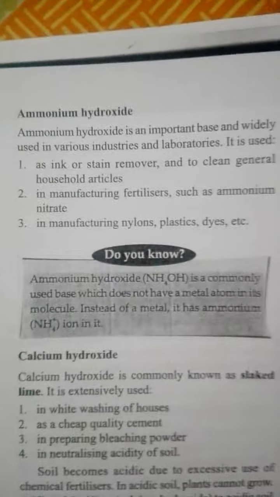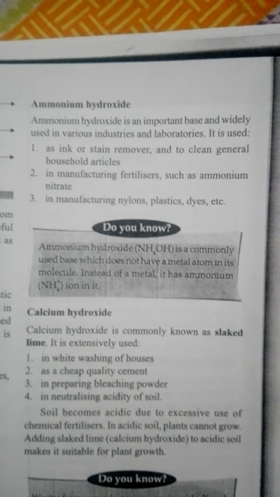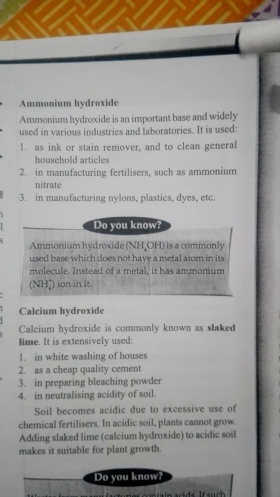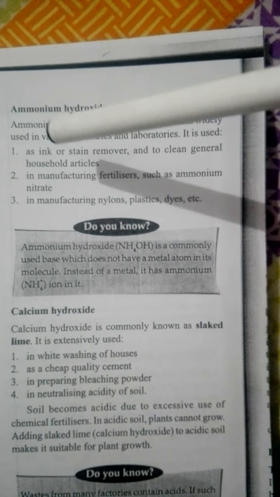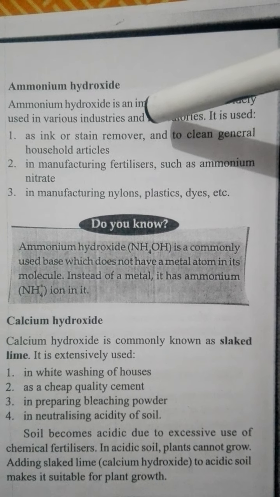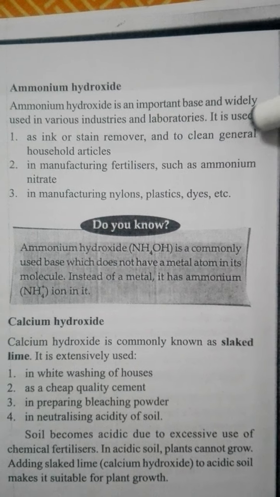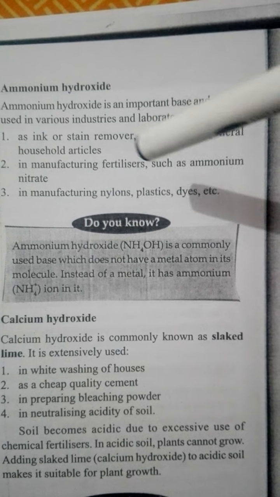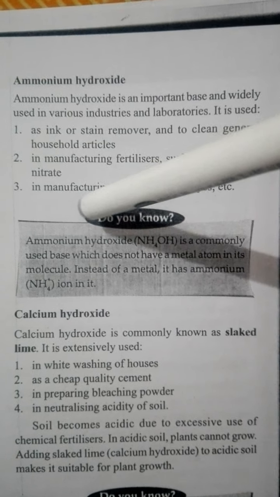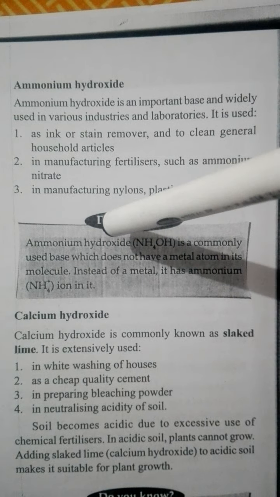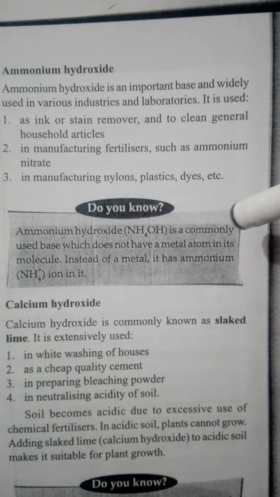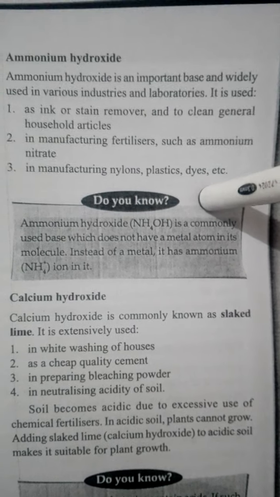Next is ammonium hydroxide. Ammonium hydroxide is an important base and widely used in various industries and laboratories. It is used as an ink or stain remover and to clean household articles, in manufacturing fertilizers such as ammonium nitrate, and in manufacturing nylon, plastics, dyes, etc. Do you know ammonium hydroxide is a commonly used base which does not have a metal atom in its molecule? Instead of metal, it has an ammonium ion in it.